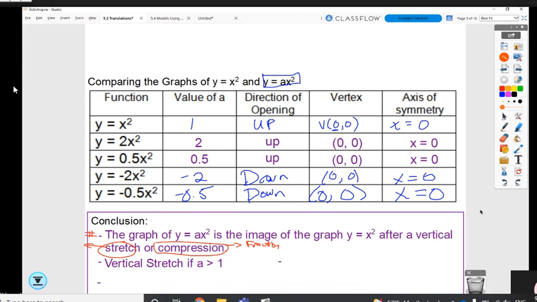Vertical stretch is if a is greater than 1, and then a vertical compression, now that just means greater than 0 but less than 1. So basically this just means the fraction. So basically a number or a fraction.